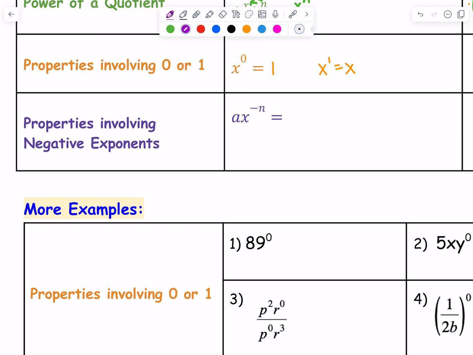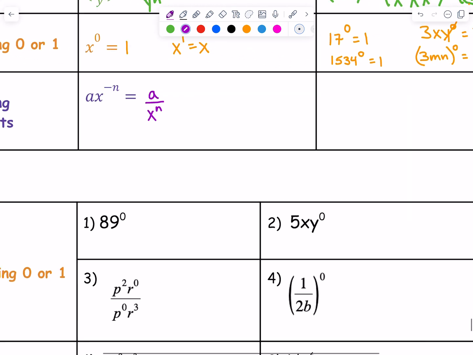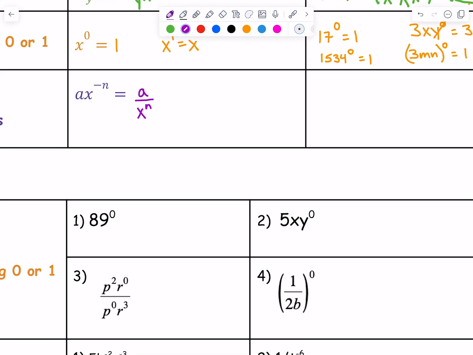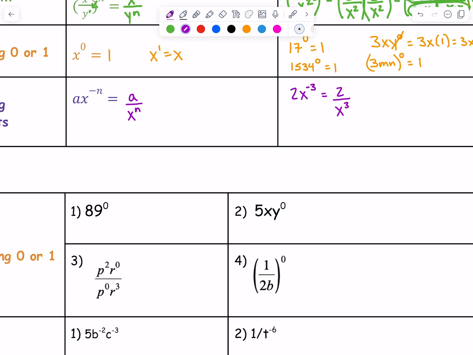All right, let's look at some properties involving negative exponents. So for negative exponents, you want to move them to the numerator or the denominator based on where they're originally located, because that is what fixes the negative. So in this example, I have ax to the negative n power. So a is not affected by the negative n, but x would need to move to the denominator to make it become a positive n. So let's look at another example. If I have 2x to the negative third power, for example, I don't need to move the 2. I only need to move the x to the denominator to make it become a positive.